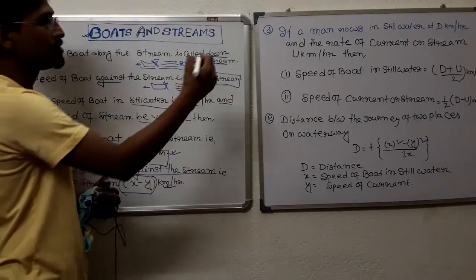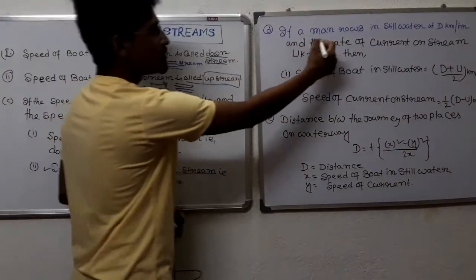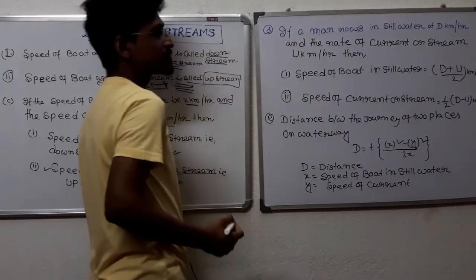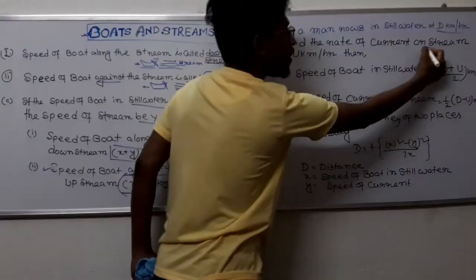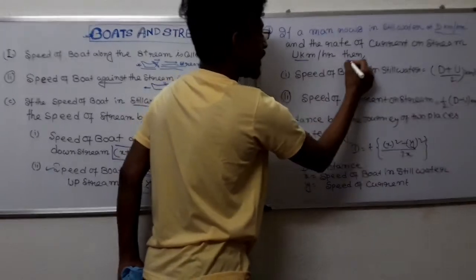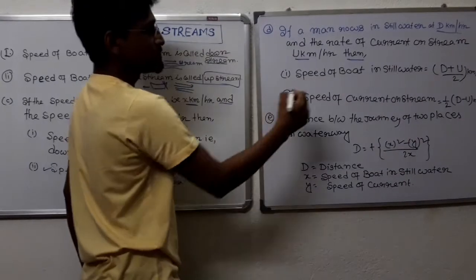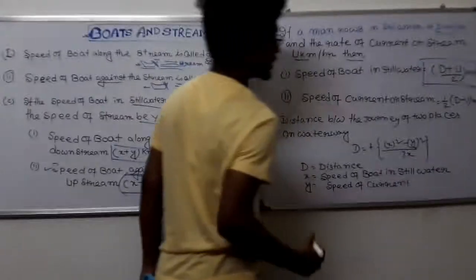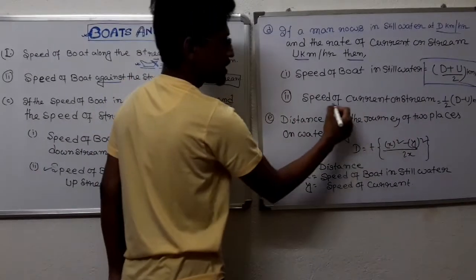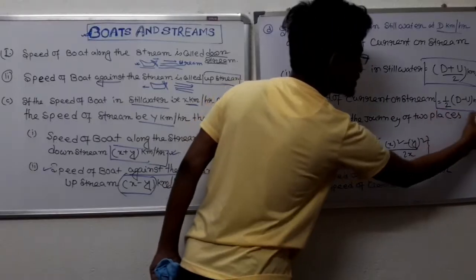So if a man rows in still water at d km per hour and the rate of the current or stream is u km per hour, then the speed of the boat in still water is (d plus u) by 2 km per hour. Speed of the current or stream is half into (d minus u) km per hour.